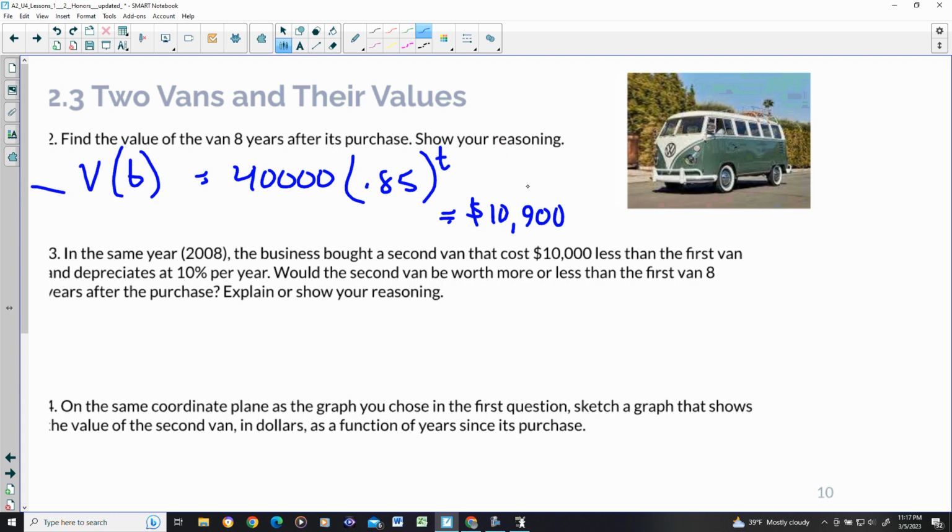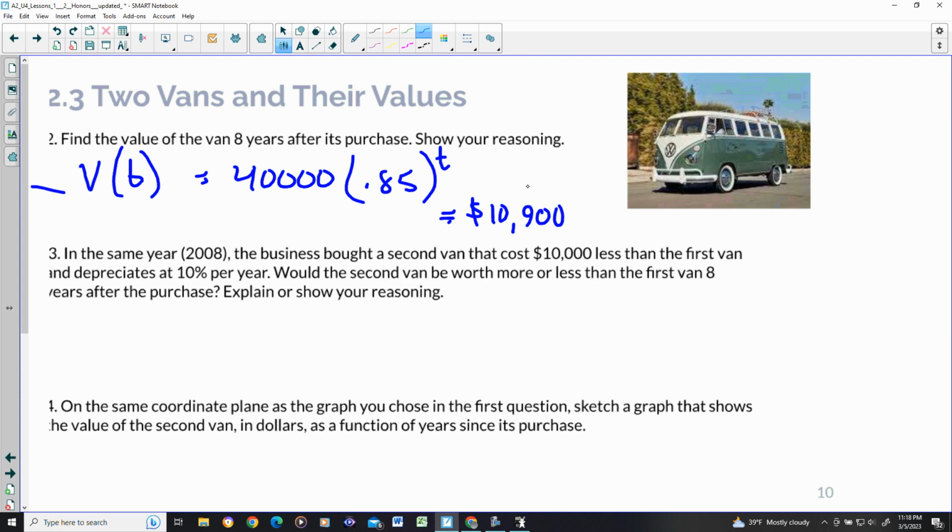Okay, so they bought the van in 2008. So they actually bought two vans at the same time. So this isn't 8 years later. They bought the vans at the same time. So they bought a second van that costs $10,000 less, depreciates at 10% per year. So what is the function for that going to look like?